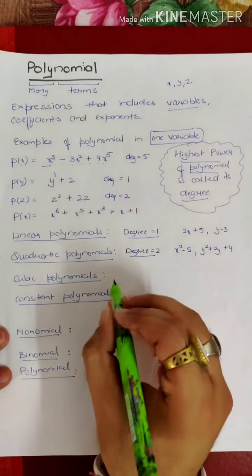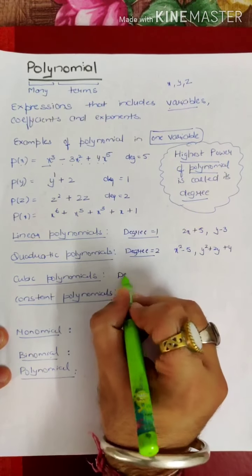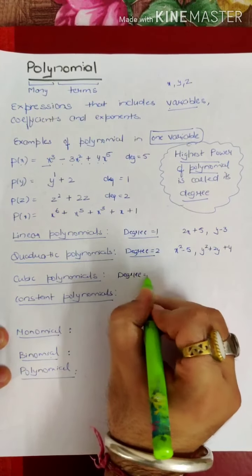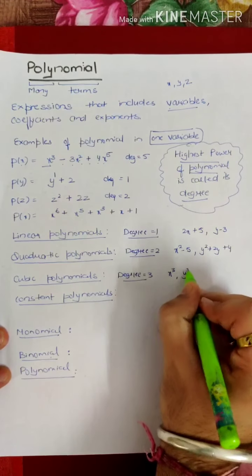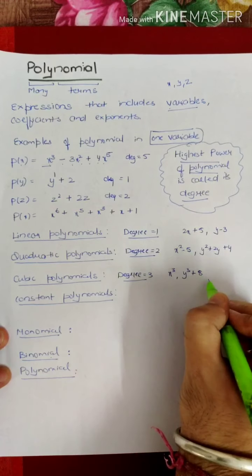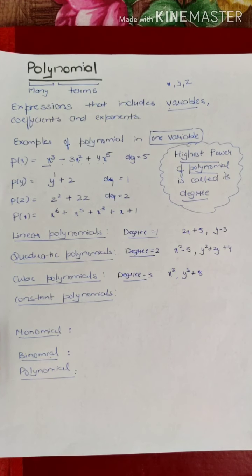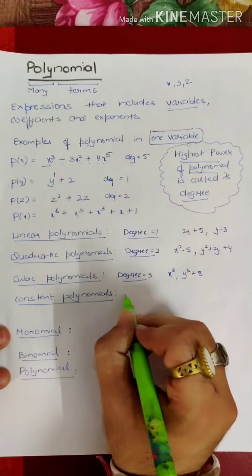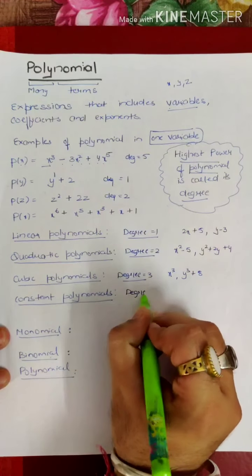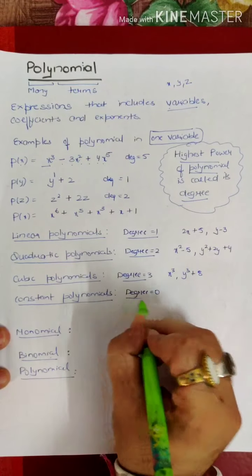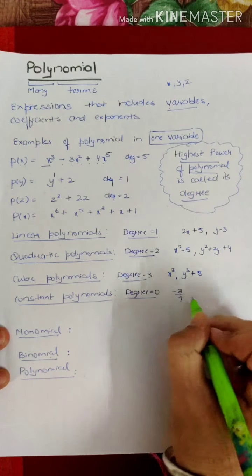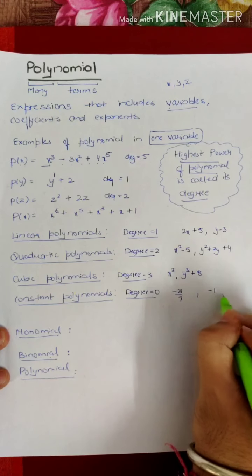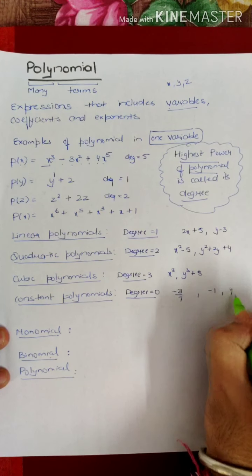Next is cubic polynomial when the degree is 3. For example, x cube, y cube plus 8. So all these are the examples of the cubic polynomial. And last we have constant polynomial where we have degree as 0. Like I say constant minus 3 by 7, minus 1 or any positive number, say 4.